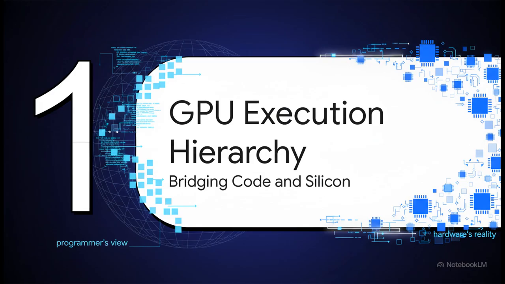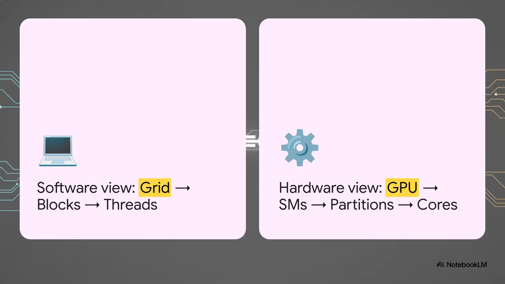All right, part 1, the GPU execution hierarchy, bridging code and silicon. We're basically operating in two parallel worlds here. In your software view, you're writing code that specifies a grid, which contains blocks, which then contain threads. Pretty standard, right? But the hardware, it sees something totally different. The hardware actually executes that work using the physical GPU chip, streaming multiprocessors, SM partitions, and actual cores. Our job is to map the first to the second.